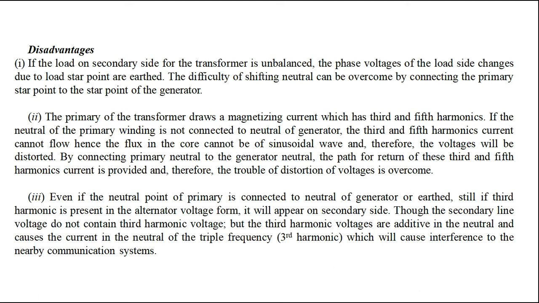The third disadvantage is that even if the neutral point of the primary is connected to the neutral of the generator or earth, the third harmonic is still present in the alternator voltage waveform. It will appear on the secondary side. Even if you are not connecting the neutral of the transformer to earth, a pure sinusoidal waveform is not possible to generate from the alternator, and that is injected into the transformer also. These are the disadvantages of the star-star connection. In the next session we will see the delta connection and star-delta.